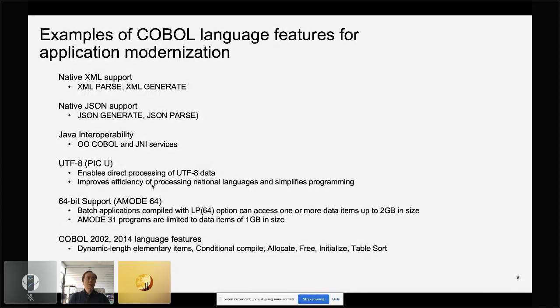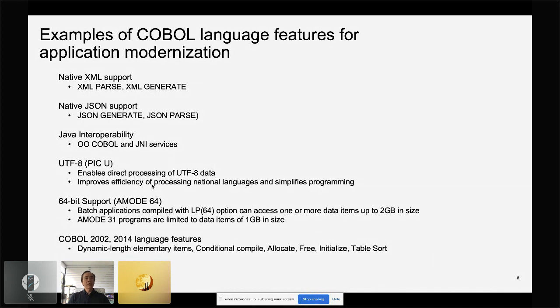Basically, those are not very popular amongst a lot of the programmers, because Java programmers would not want to touch OO, and even COBOL programmers don't want to touch OO, right? And JNI service is not Java, it's not COBOL, it's almost like a third language. So the interoperability is there, but it's not very friendly to programmers.